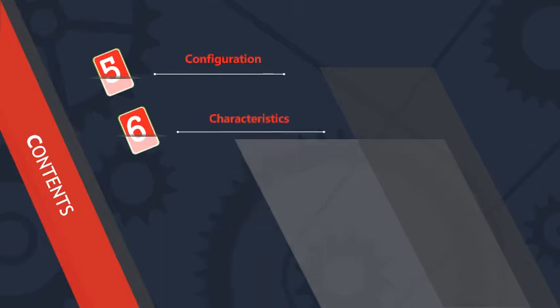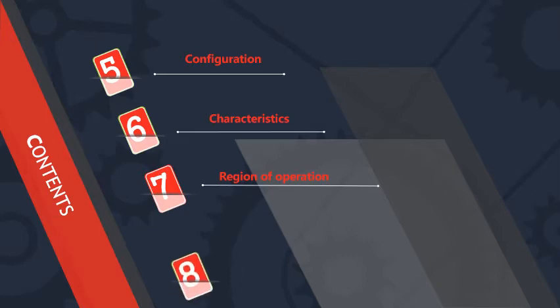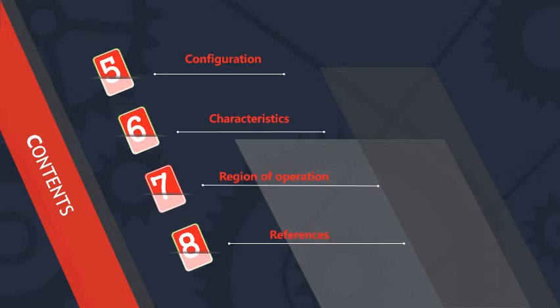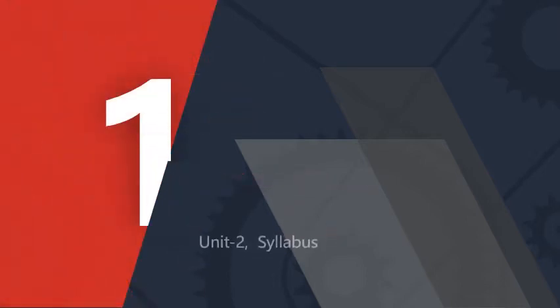Next, we will move on the characteristics of the transistor, reason of operation of the transistor, and finally the reference of this presentation. So in this presentation, we will cover all these topics one by one. So let's start with topic 1.